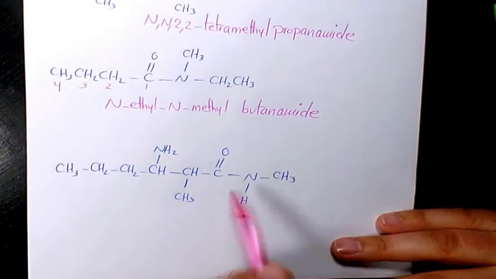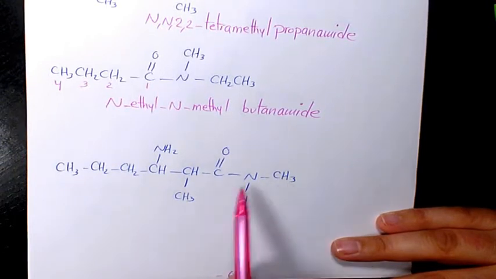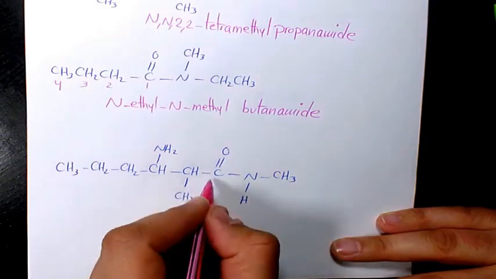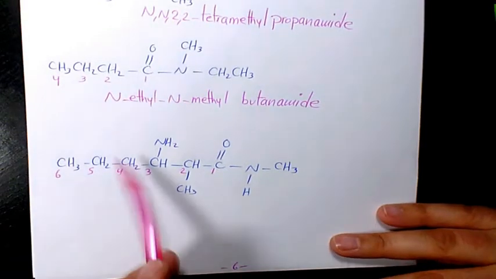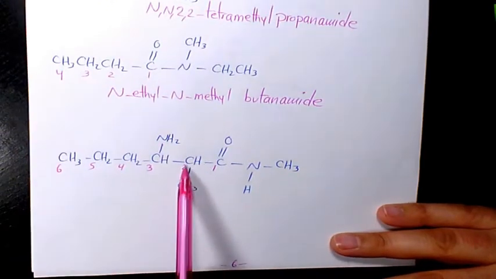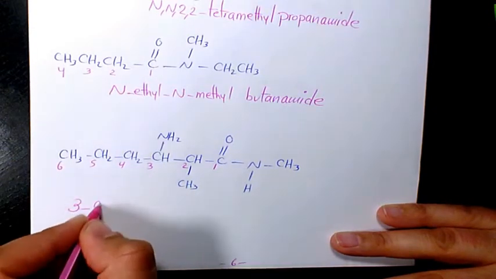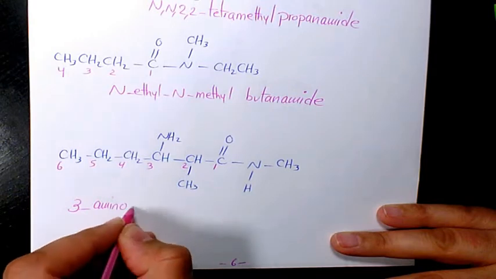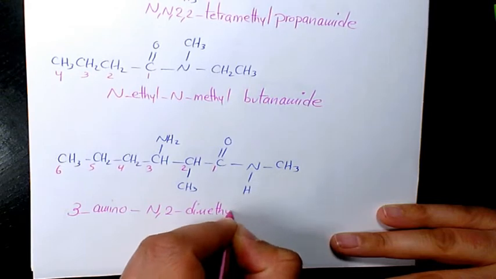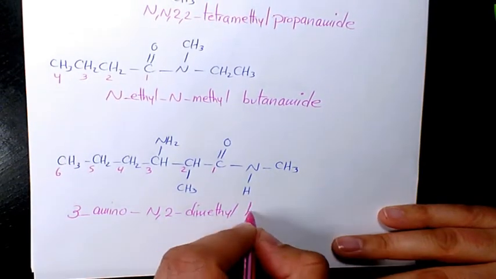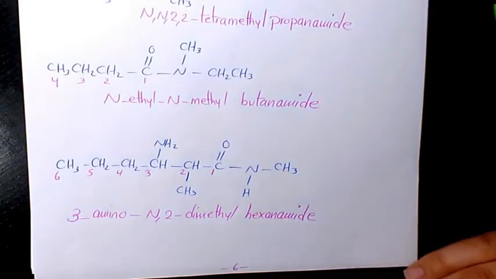Next, 1 methyl, 1 hydrogen. So we have secondary amide. Here 1, 2, 3, 4, 5, 6. So we have 3 amino, 2 methyl, and methyl. So amino comes first. It's going to be 3 amino, N and 2 dimethyl hexanamide. The name of this organic compound.